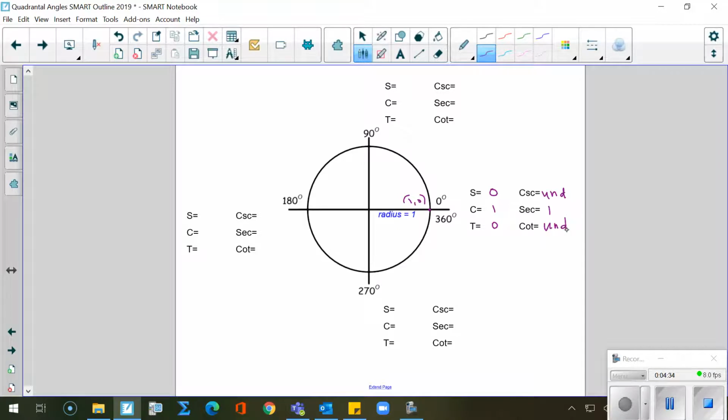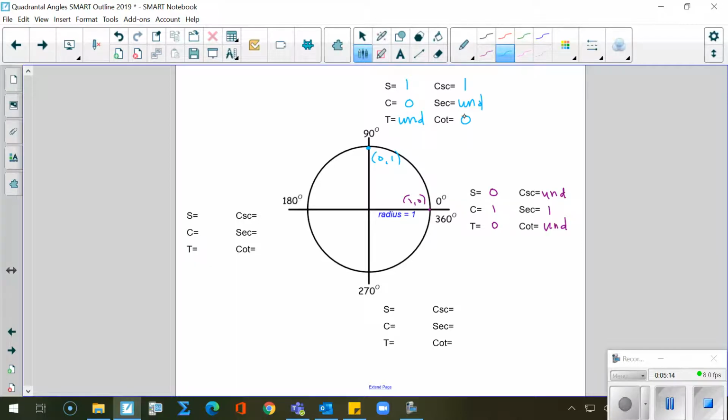Let's do the same thing at the other angles. At 90 degrees, we have the ordered pair 0, 1. Sine is the y coordinate. Cosine is the x coordinate. Tangent is sine over cosine, y over x, 1 over 0, which is undefined. Cosecant would be the reciprocal of 1. Secant is the reciprocal of 0. Cotangent is the reciprocal of undefined.